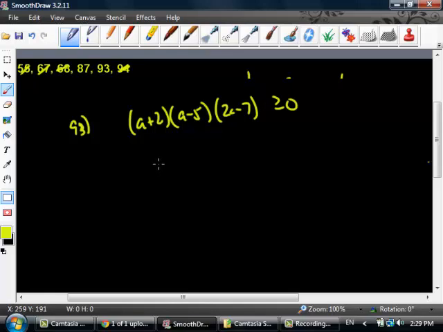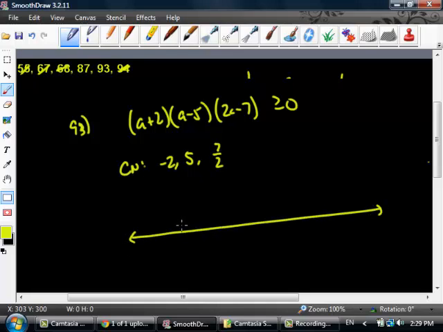Okay, who asked for this one? Okay, good. So, David, do you know what the critical numbers on all of this are? -2, 5, and 7 over 2. Okay, good. Now, here's the real question. Do you know which one's bigger, 5 or 7 over 2? 5 is bigger. Good. 7 over 2 is 3.5.